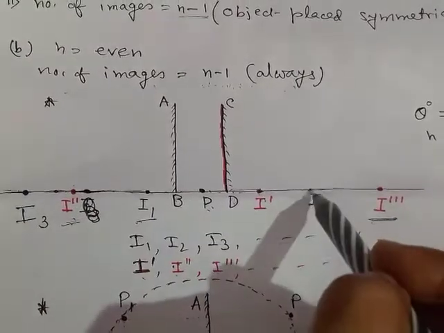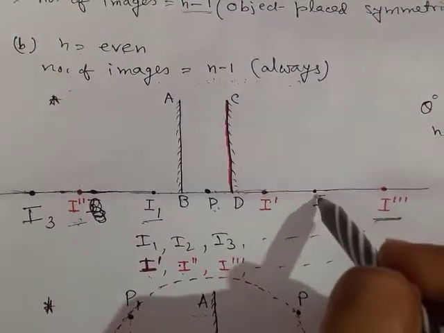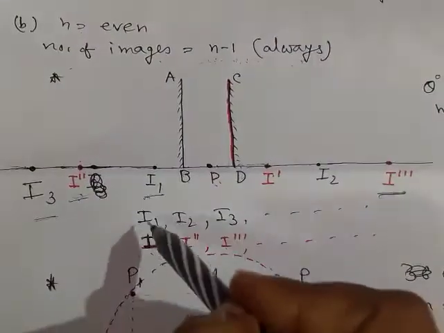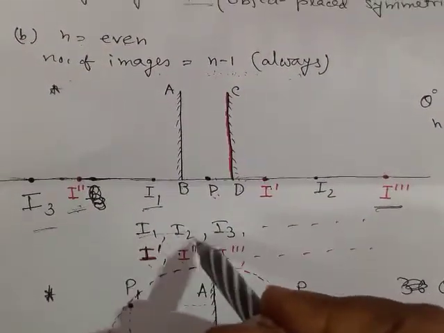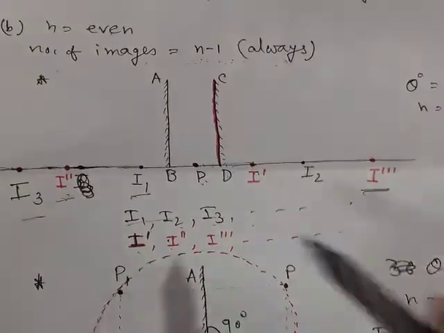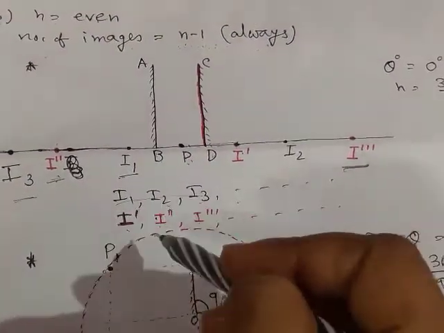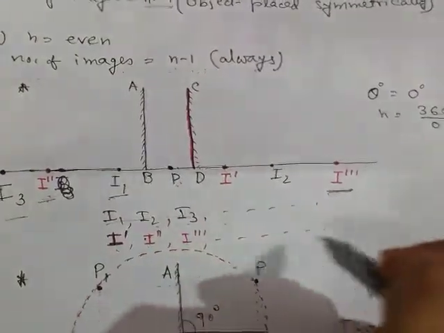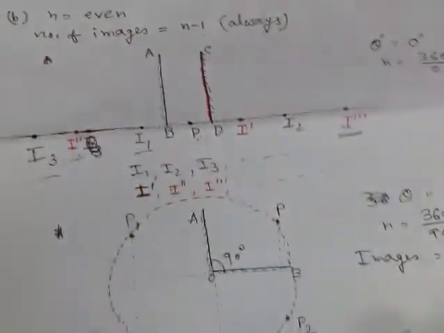Similarly, if we consider first the reflection from AB, then we will get first the image I1. I1 will give another image I2. I2 will give another image I3. Thus, we get a set of images I1, I2, I3, etc. Thus, two different sets of images are formed by two parallel mirrors, and we get an infinite number of images.